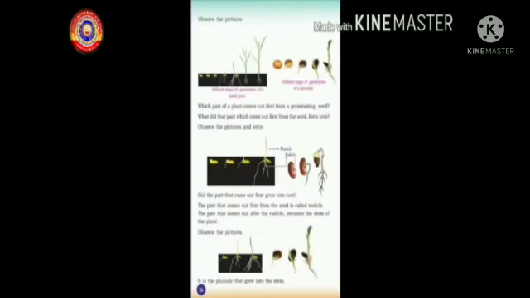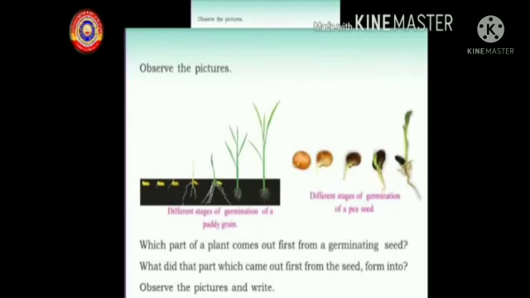In your textbook on page number 26, there are two questions given. The first one is, which part of a plant comes out first from a germinating seed? What is the answer? Yes, very good, radicle. And the next one, what did the part which came out first from the seed form into? Yes, the radicle is the first part that comes out from a germinating seed and it develops into the root system. You have to write down these answers there. Okay. Now you know about the radicle and plumule.